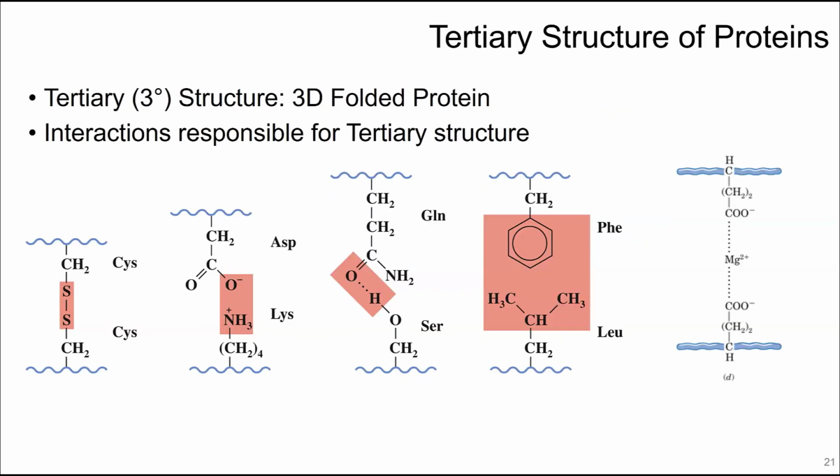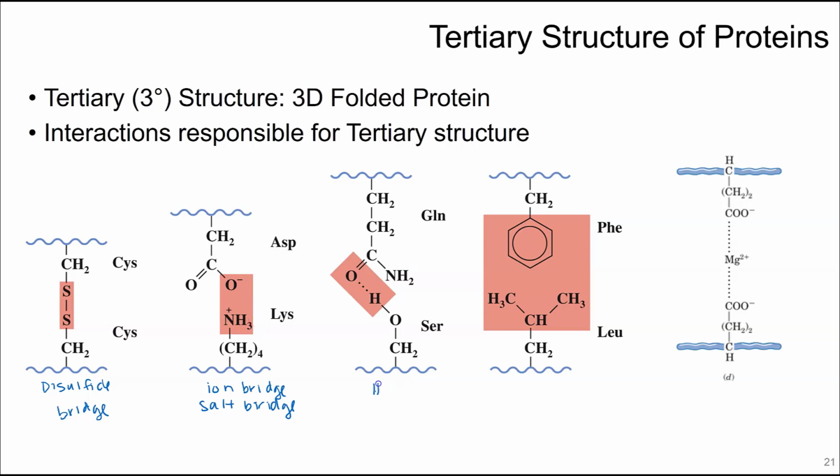So I forgot two important slides here, and this has to do with tertiary structure of protein. And the tertiary structure is the 3D folded protein. There's a couple of different types of interactions that are responsible. We've already seen the disulfide bridge. We can have ion bridges or salt bridges. And that is a positive-negative interaction between the side chains. So aspartic acid and lysine can have that interaction.